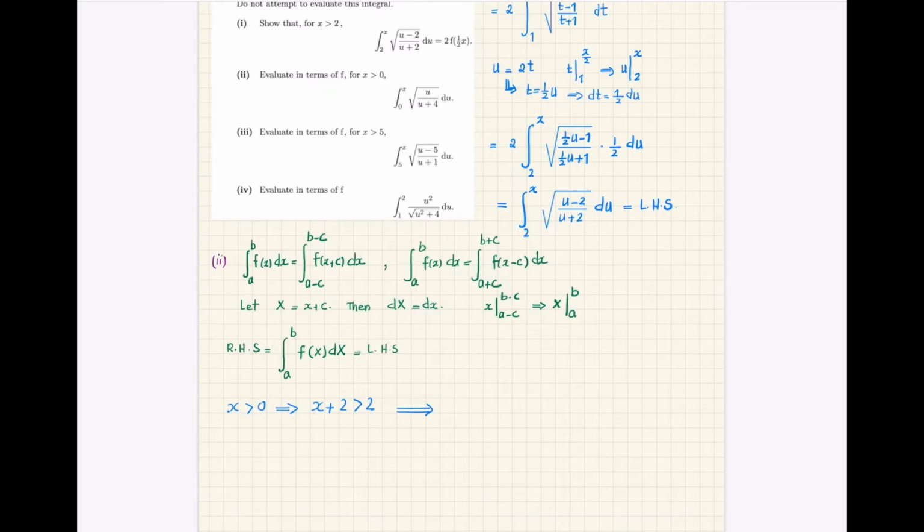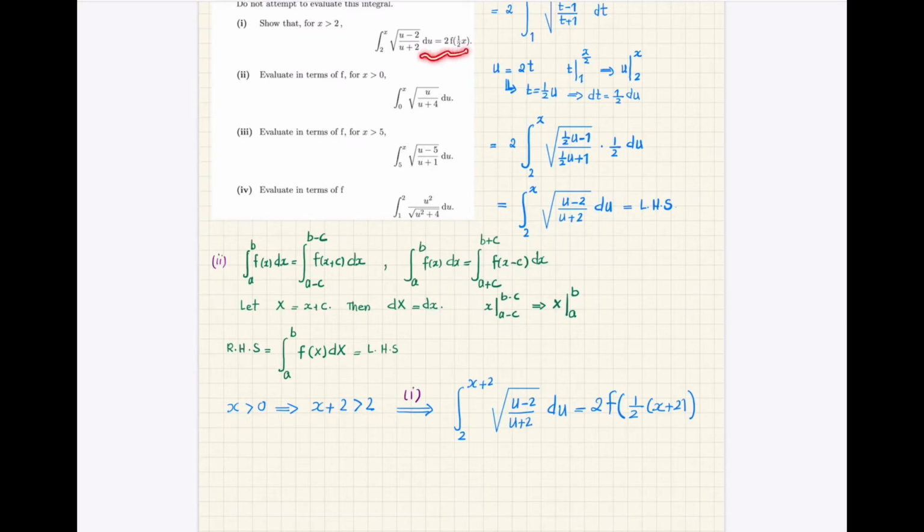So this means that from number 1, I can conclude that the integral from 2 to x plus 2 of square root of u minus 2 over u plus 2 du is equal to 2 f of 1 over 2 times x plus 2. So what I am doing, I am replacing x here with x plus 2. But is it possible? Yes, because x is greater than 0, this implies that x plus 2 is greater than 2.